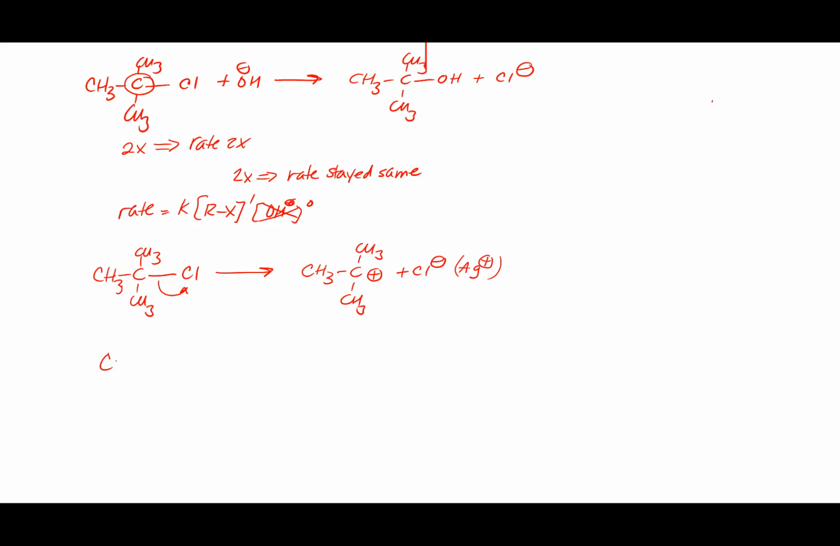Then, once I form this C+ species, my hydroxide being a nucleophile and my C+ being an electrophile, the OH will come in, donate a pair of electrons to the plus charge, and I will make my product. So what I've now proposed are two elementary steps, elementary step number 1 and elementary step number 2.